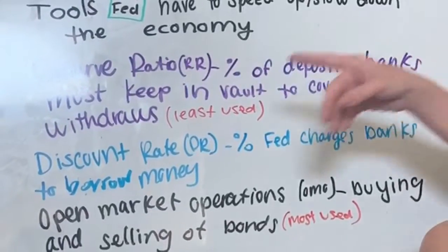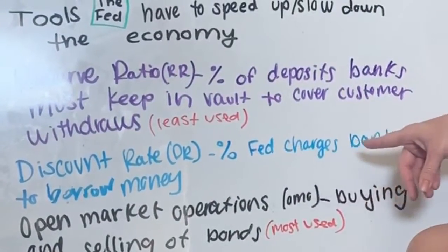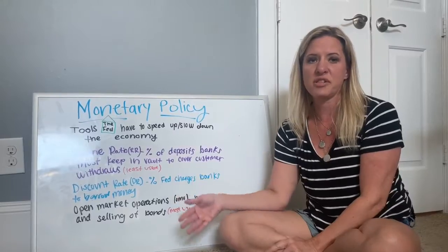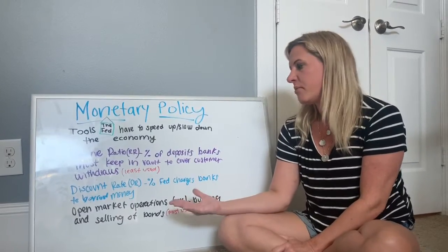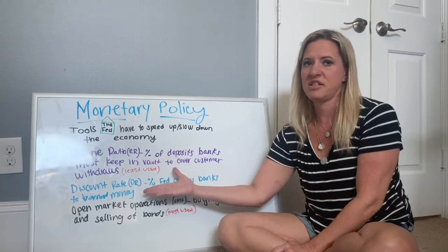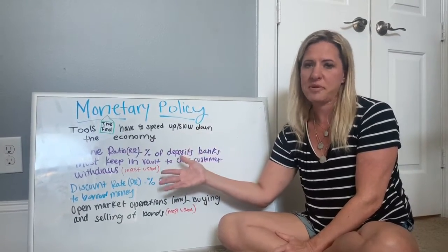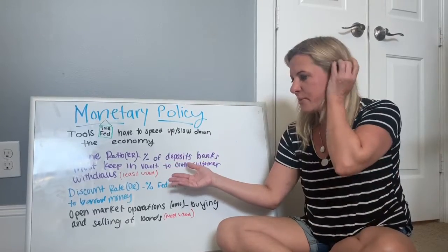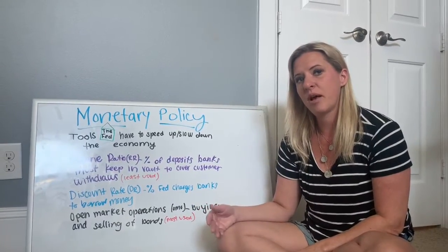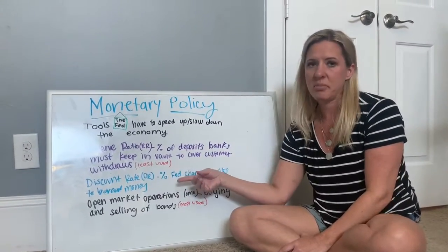The second tool would be the discount rate. This would be the percent the Fed charges banks to borrow money. So if Chase wants to borrow money from the Fed, the discount rate may be 1%. And then Chase would charge customers higher percents, 3 or 4%. People with the best credit get what we call a prime rate. Currently, I believe the discount rate is 0%.